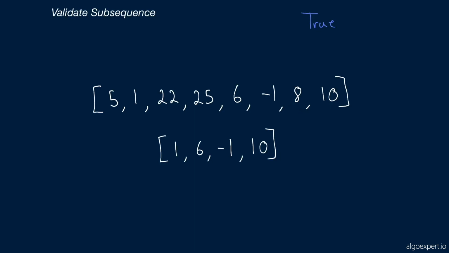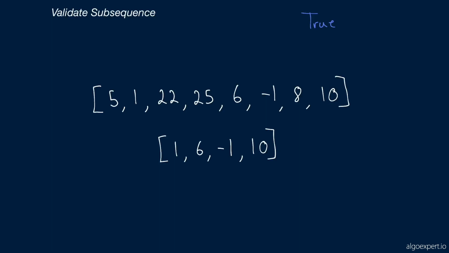They don't necessarily have to be adjacent. As you can see here, the numbers 1, 6, -1, and 10 do appear in this array, but they're not adjacent. 1 is here, 6 is here, we've got a couple of integers in between them, then here we've got 8 in between -1 and 10, but they do appear in the original array, and they appear in the same order. They go from 1 to 6 to -1 to 10. And so if we were to call our function, passing in these two arrays, the output of our function would be true because this array is indeed a valid subsequence of this array.